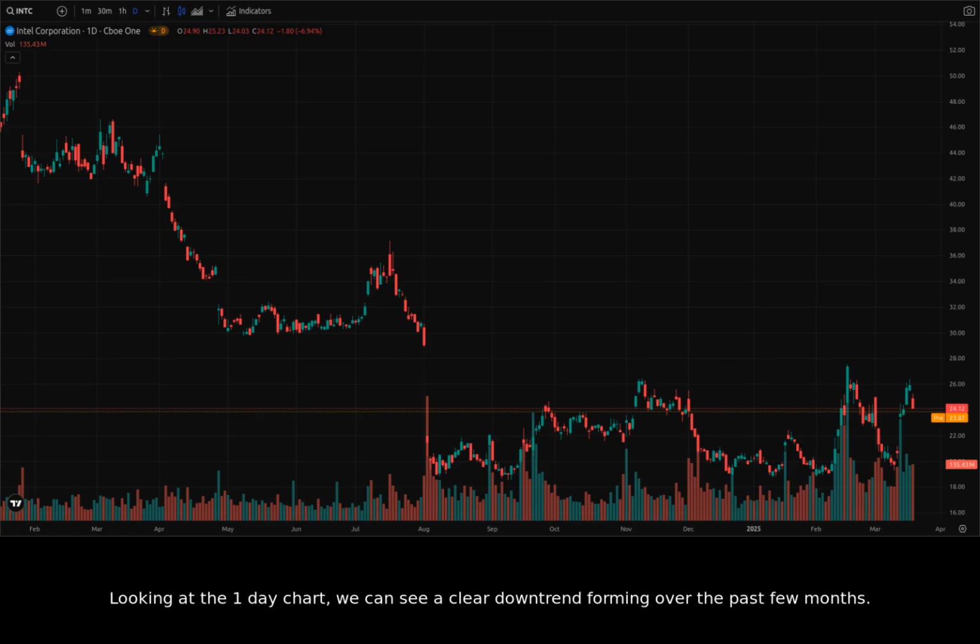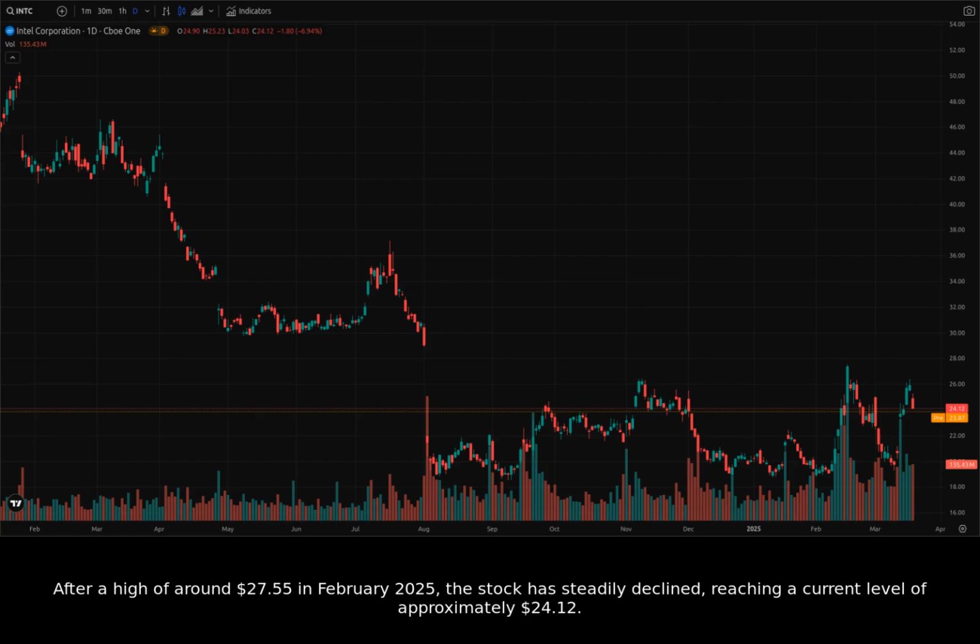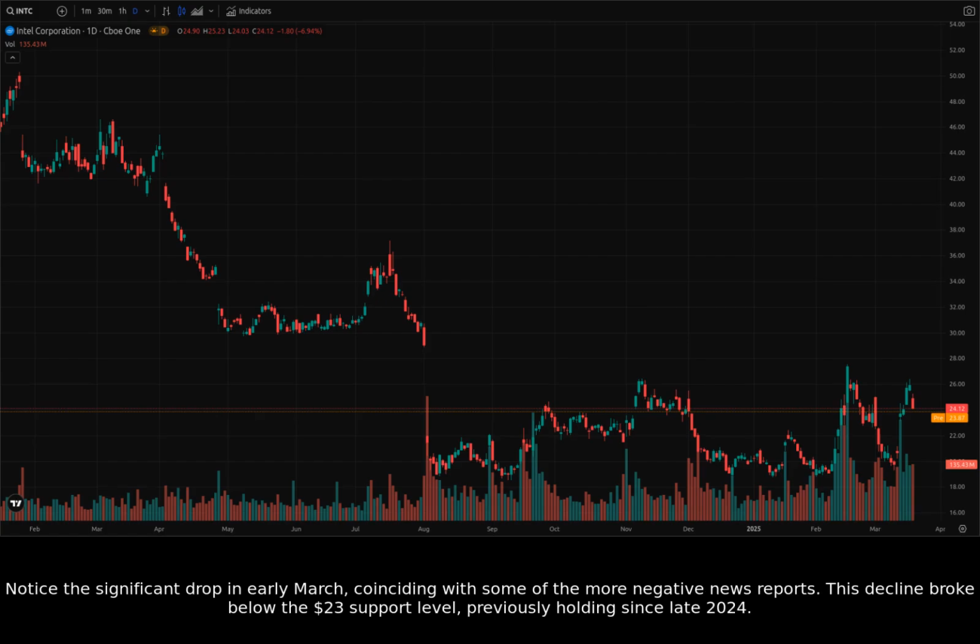Looking at the one-day chart, we can see a clear downtrend forming over the past few months. After a high of around $27.55 in February 2025, the stock has steadily declined, reaching a current level of approximately $24.12. Notice the significant drop in early March, coinciding with some of the more negative news reports.